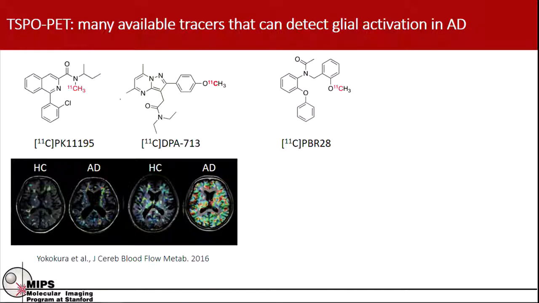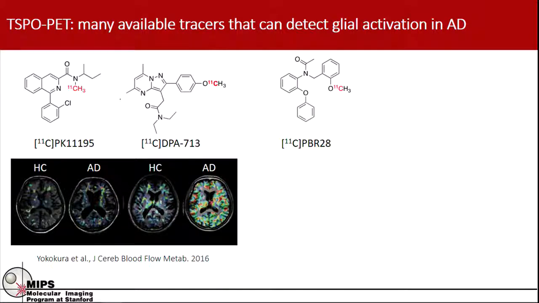I'll talk a little bit now just about how these agents are being used to visualize glial activation in Alzheimer's. And I say glial because really TSPO is on both microglia and astrocytes, and it depends on the disease as to how much expression is on each of those cell types. Something to keep in mind. But here we're showing a direct head-to-head comparison from this Yokokura paper, comparing PK11195 with DPA713.